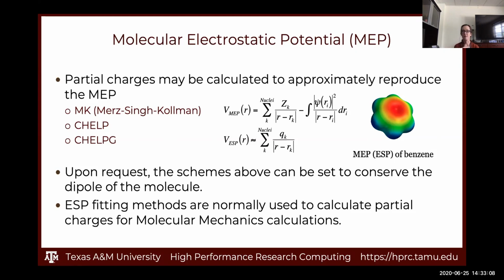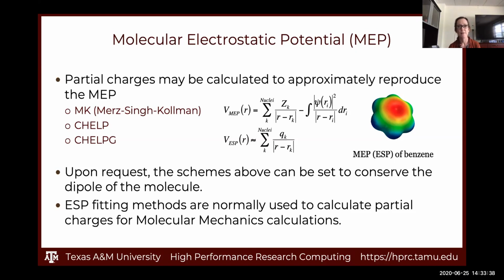Okay, so the scheme uses restrictions to make sure that it's using reasonable partial charges. Okay, and you can add on that extra restriction so that it will reproduce the dipole moment. Okay, so I do consider it to be one of the better methods to calculate partial charges, and it is the one that is used generally for generating partial charges to use in molecular mechanics calculations.